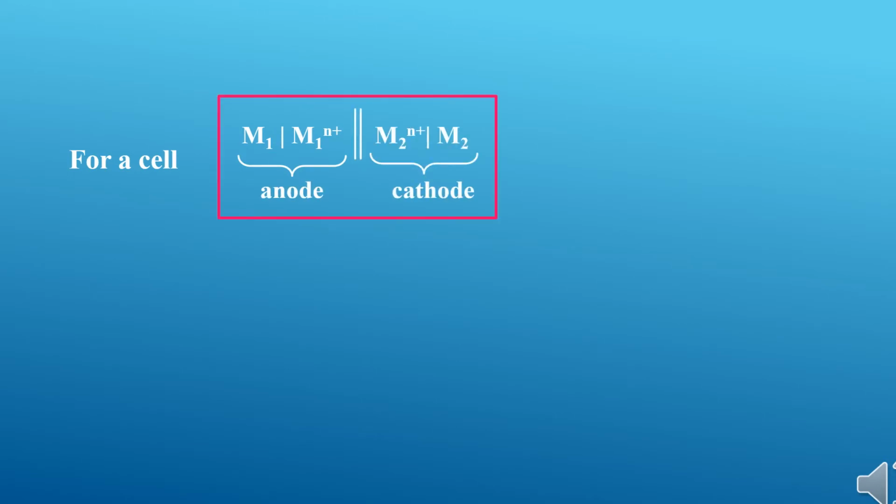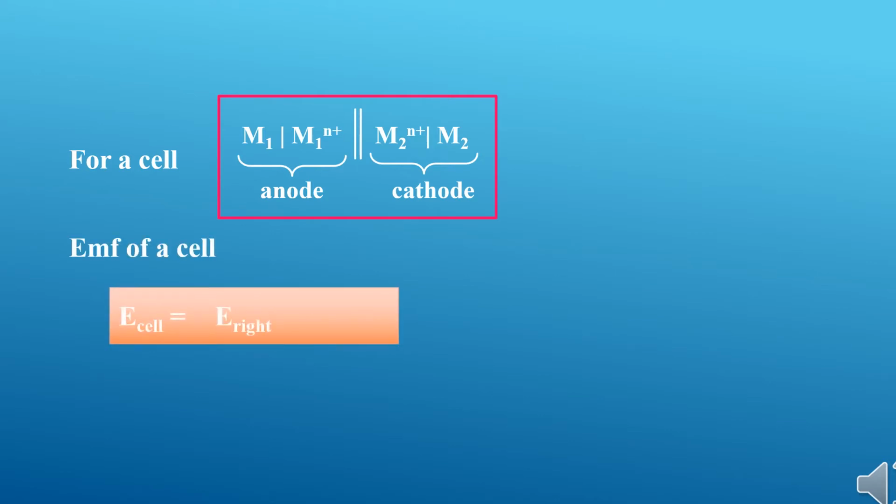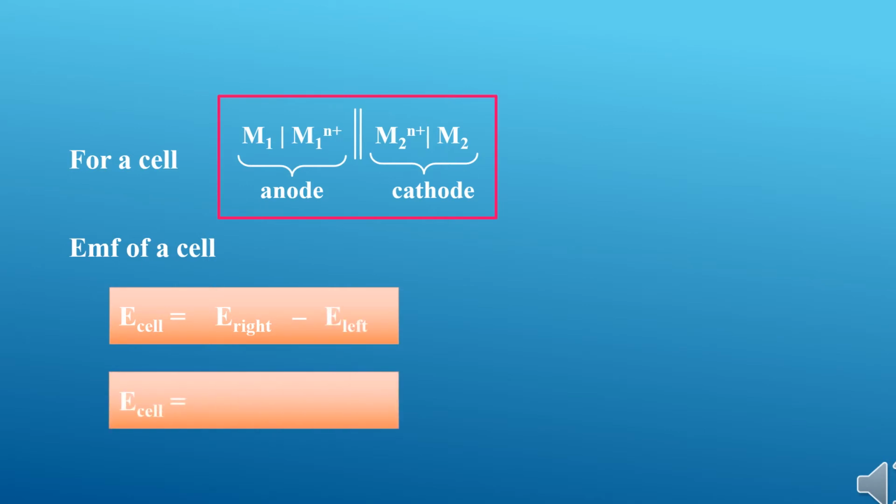For a cell, we can write the cell reaction as follows. On the left side we write the oxidation taking place at the anode, M1 oxidized to M1 n+, and on the right side we write the reduction taking place at the cathode, M2 n+ undergoes reduction into M2, and we should write the salt bridge also.